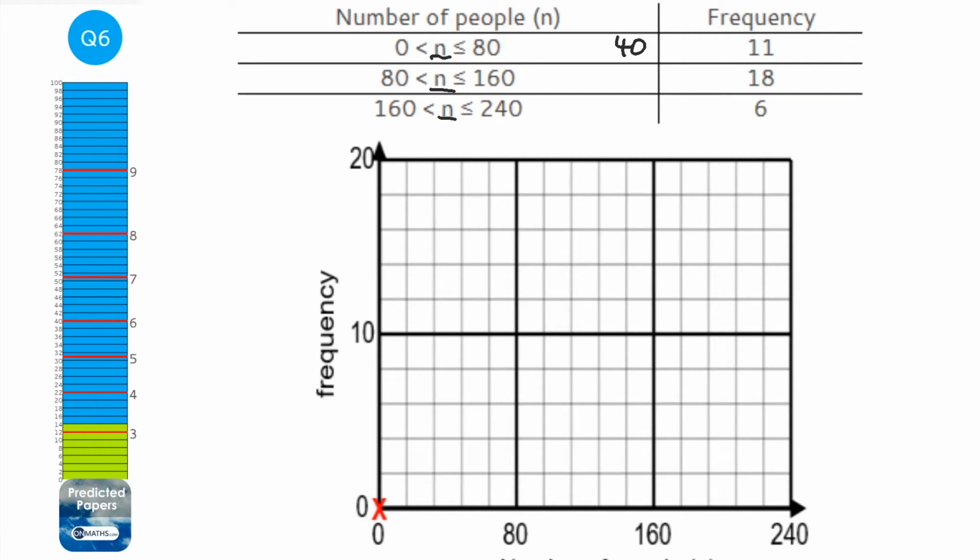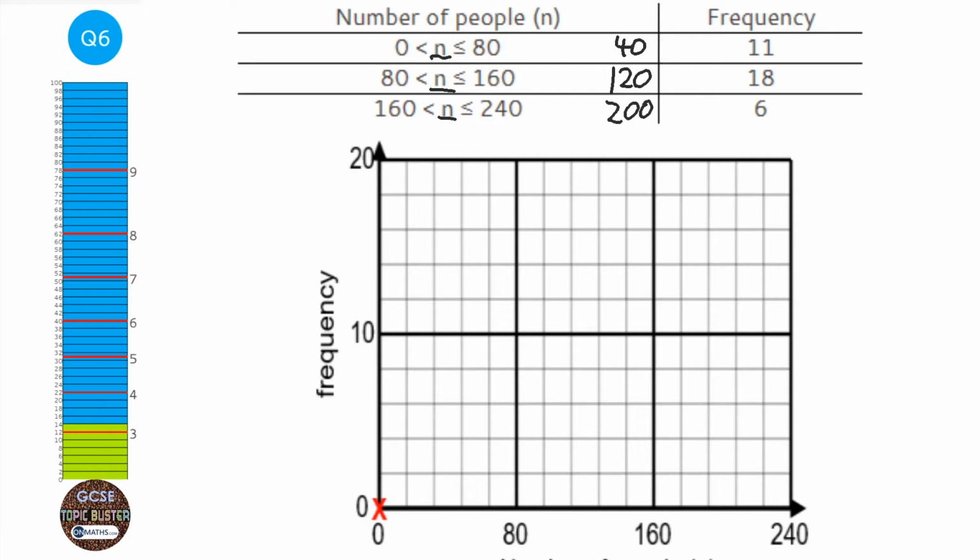The next one, so if you don't know how to find a midpoint, you just find the halfway value between 0 and 80, which is 40. To do it a different way, you could add the two values together and halve it, and that works just as well. So 80 plus 160 is 240, and then halve it would be 120. 160 plus 240 is going to be 400, halve it is 200. Okay, so we're going to plot these at 40, 120 and 200.